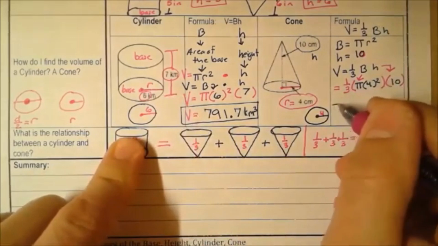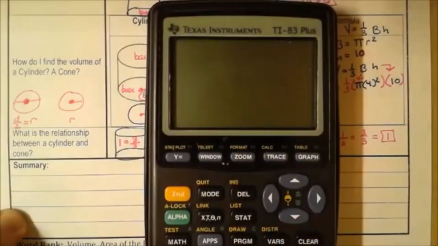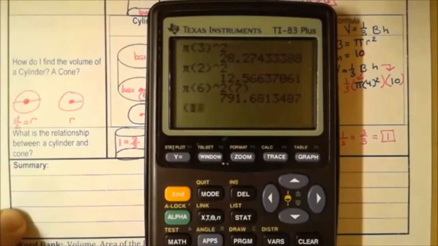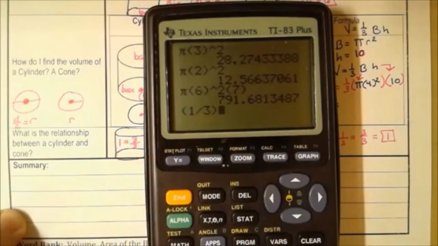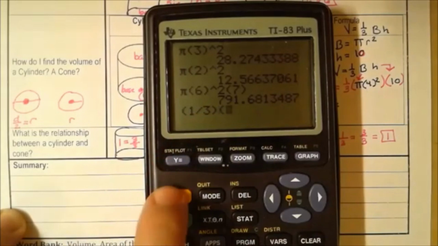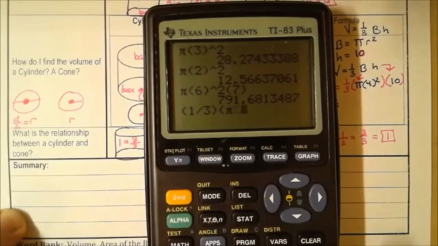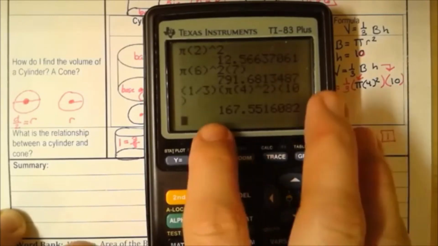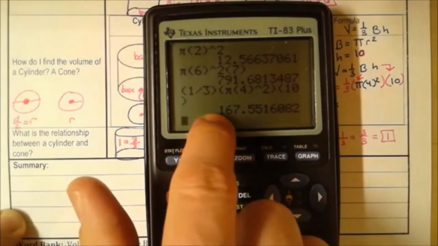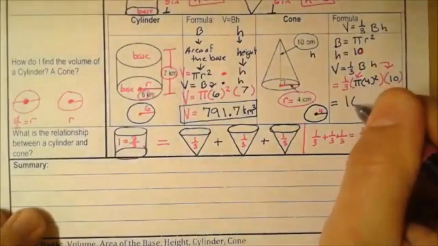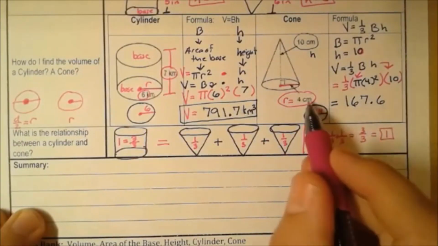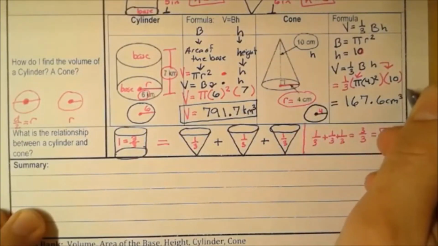So let's go ahead and do the math, put it in a calculator, see what we get. It's going to look a little bit different. Now this one won't let me put a fraction bar, this older calculator. So what I do is put in parentheses just 1 divided by 3. And then I'm going to put my pi times 4 caret 2, which means squared, pi r squared, and then times 10. And it gives me 167.55, and if I round that, it's going to be 167.6. And notice this is centimeters, so we have to do centimeters cubed. And that's my volume.